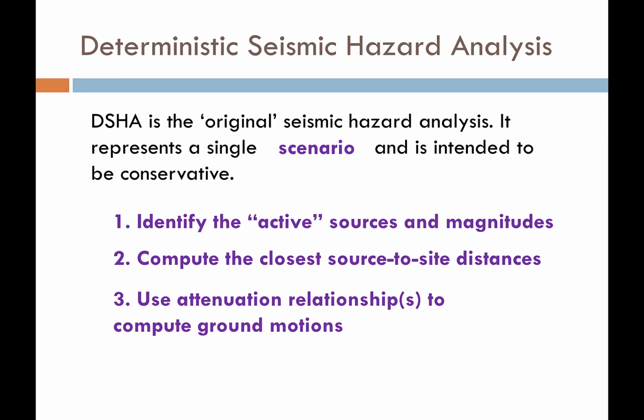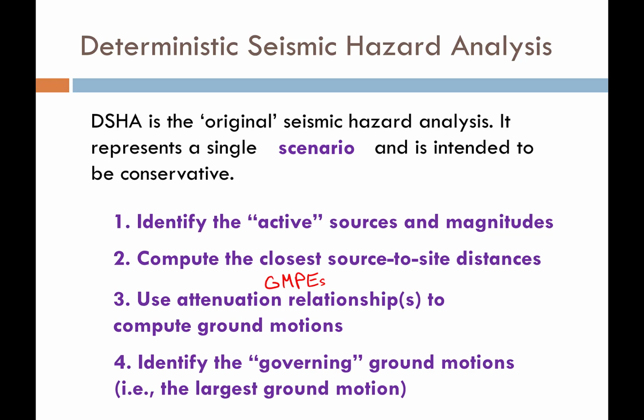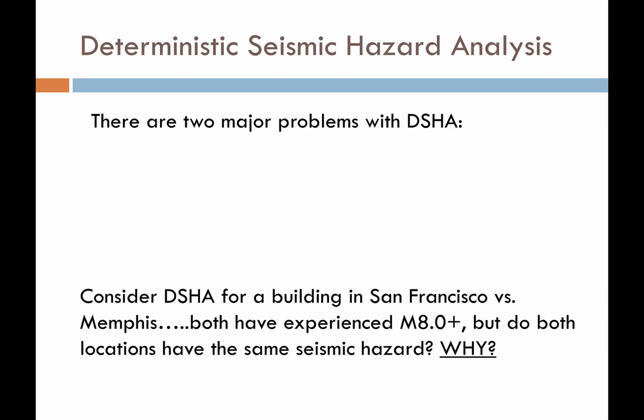Then we're going to use attenuation relationships, and remember, instead of attenuation relationships, I started to encourage you to use the term ground motion prediction equations, or GMPEs, instead. We're trying to move away from the use of attenuation relationships. So use your GMPEs to compute the ground motions for every one of those sources, and then identify the governing source, so the one that is typically the largest ground motion, and that's the one you're going to design to. That is the DSHA. Now there's two major problems or shortcomings with the DSHA.